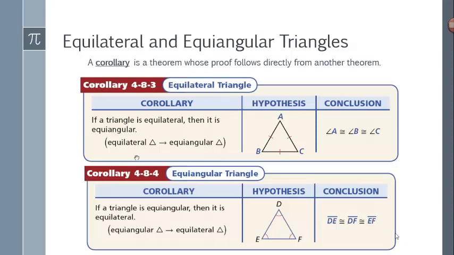Again, these are very logical. So every triangle that's equilateral is equiangular, and vice versa. So if you're given that the sides are all congruent, you may assume or conclude that the angles are congruent. If you're given the angles are congruent, you may conclude the sides are.